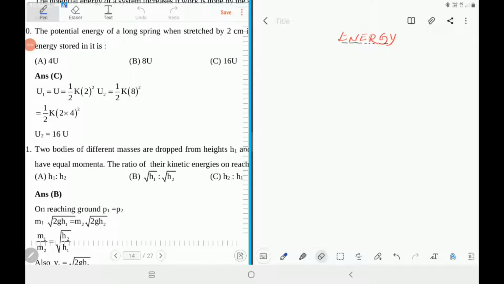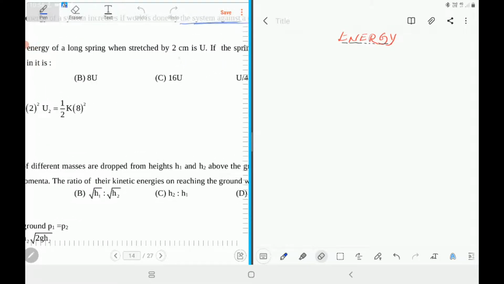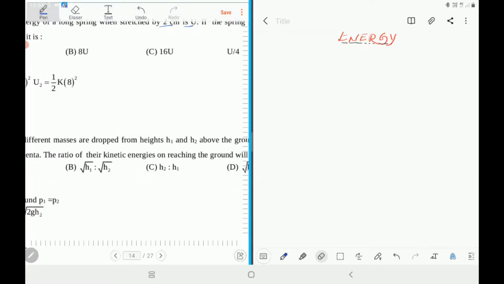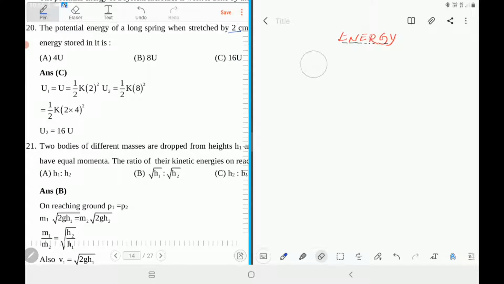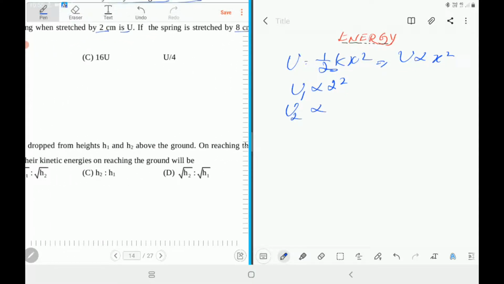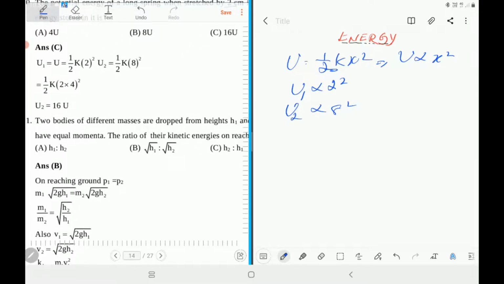Next, the potential energy of a long spring when stretched by 2 centimeters is U. If the spring is stretched by 8 centimeters, what is the potential energy stored in the spring system? Potential energy formula of a spring is half kx squared, we have learnt it. This implies U is proportional to x squared for the same spring, which means k is a constant. U1 is proportional to 2 squared and U2 is proportional to 8 squared, 64.